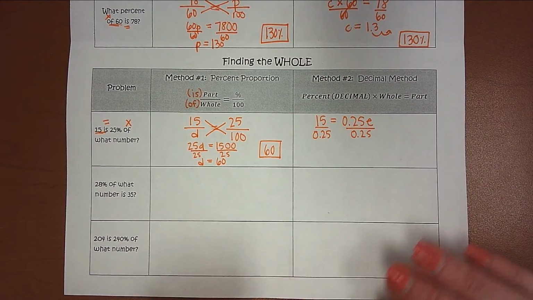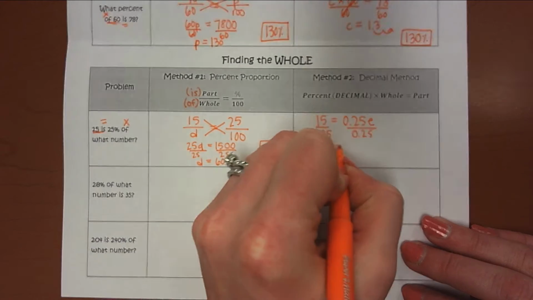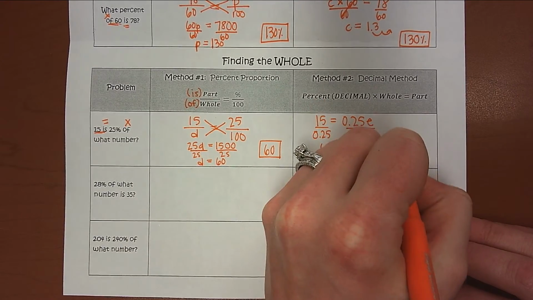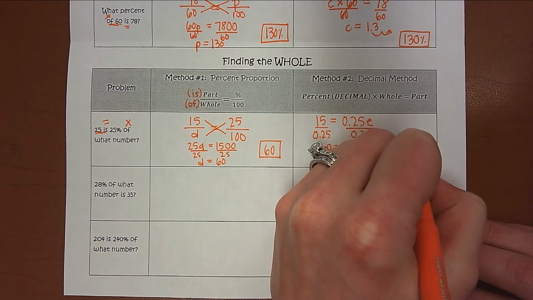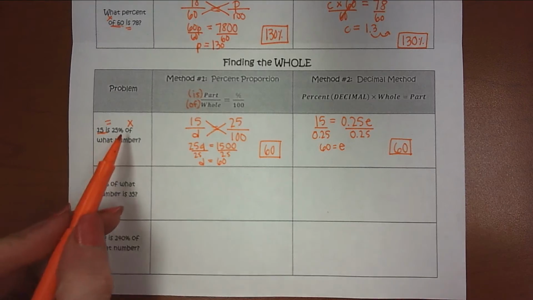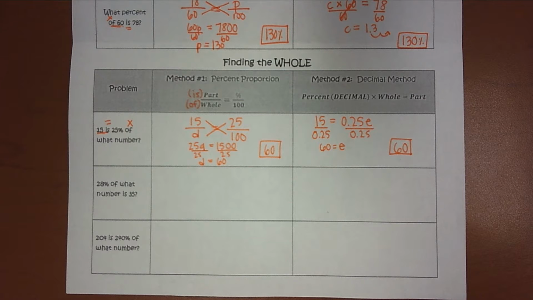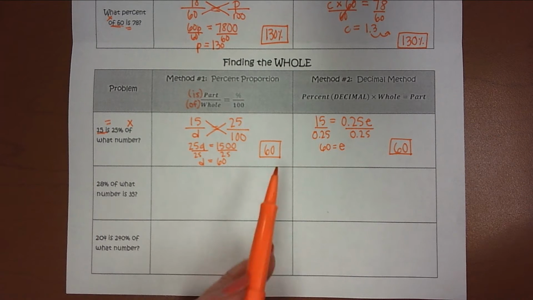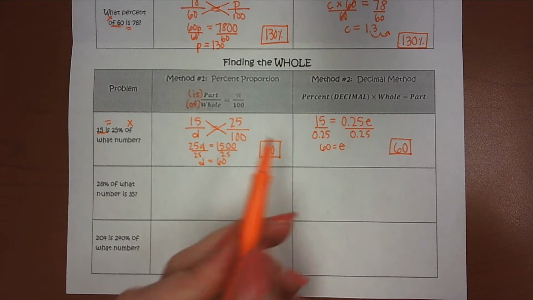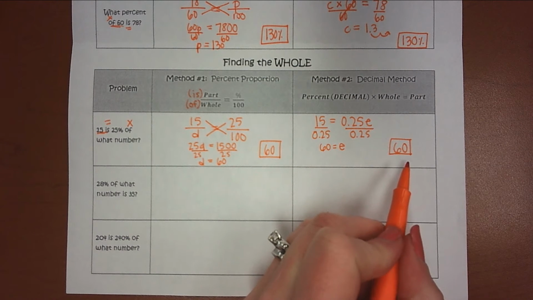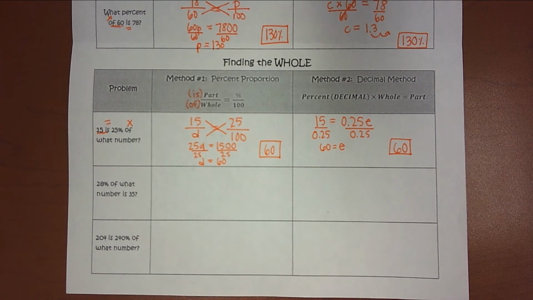I get 60 as my answer, so 60 equals E, or E equals 60, and 60 is my whole. 15 is 25% of 60, that seems reasonable. 15 is a small part of 60, just like 25 is a small part of 100. I got the same answer using both methods. I have to be able to do both and make sure that my answer makes sense. At this point in time, I would challenge you to pause the video and try the last two, and then unpause it to see how you did.